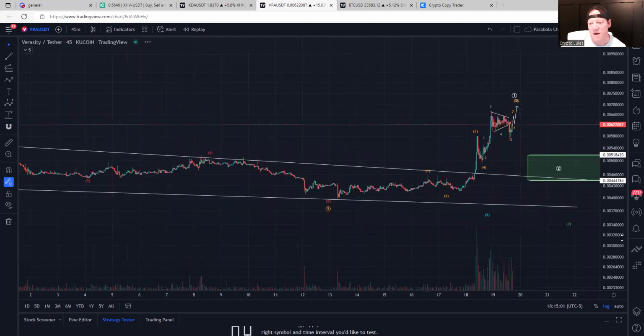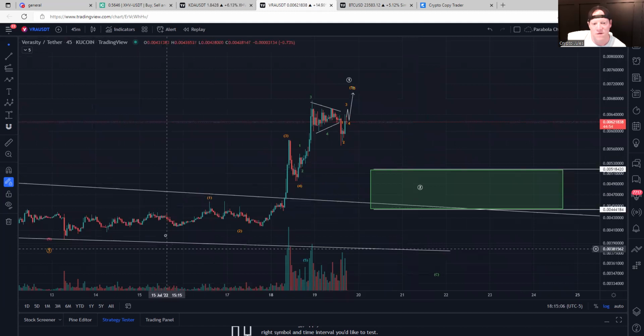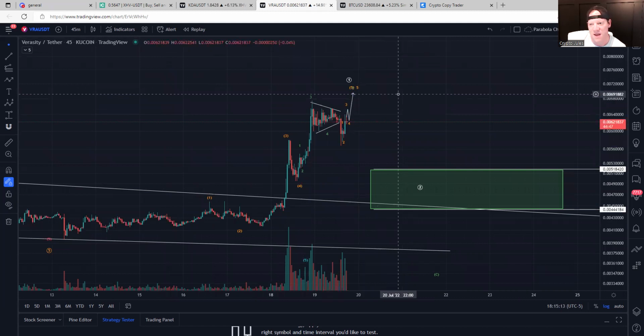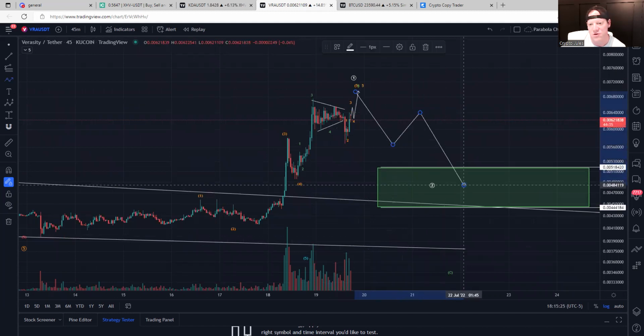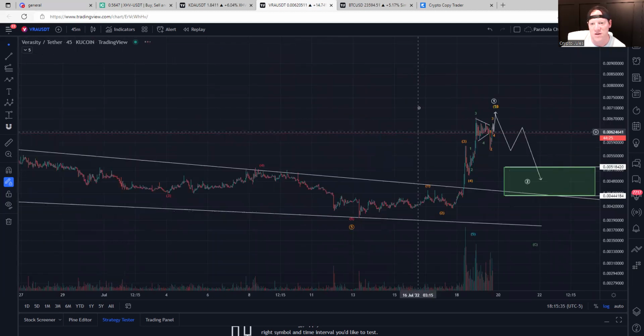All right, so this has my micro count on it here. I believe where we're at is we've got a 1, 2, 3, 4. We're working on the 5th wave now. This 5th wave should take us up to about 0.007 cents or so, is the way I'm seeing this currently. And then from there, we should have an ABC retracement, anywhere from 0.0044 to 0.0051 is where I would imagine this thing to retrace to.